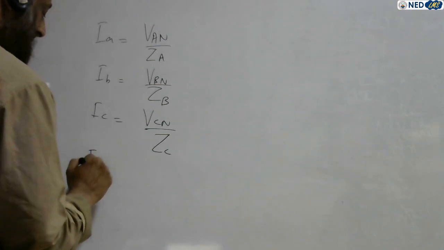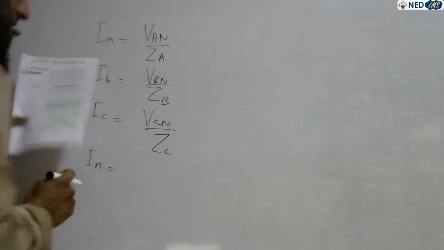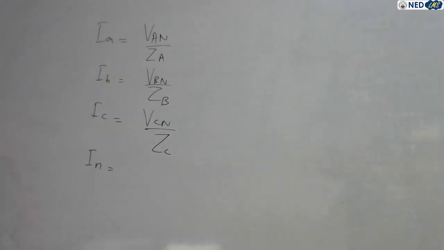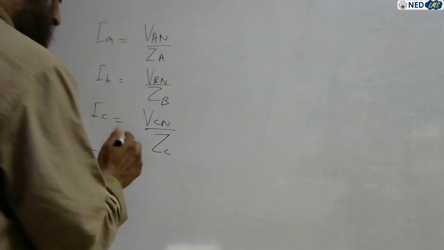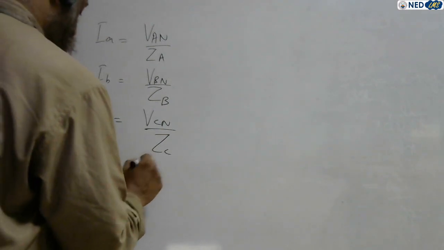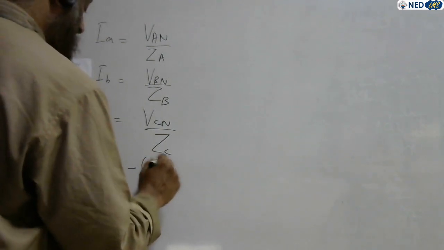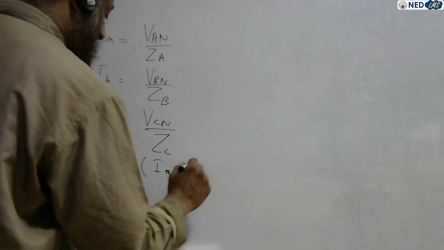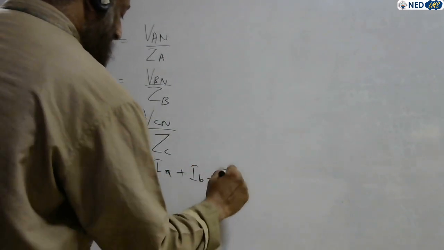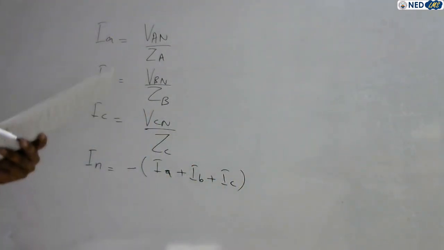Remember, in unbalanced networks, neutral current is not zero. In balanced systems, neutral current is zero, and we can remove the neutral. But in an unbalanced system, we cannot remove the neutral, because the neutral carries some current, and that is nothing but the sum of all three currents with a negative sign.